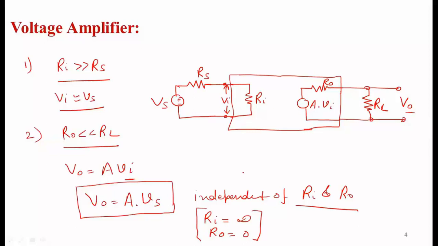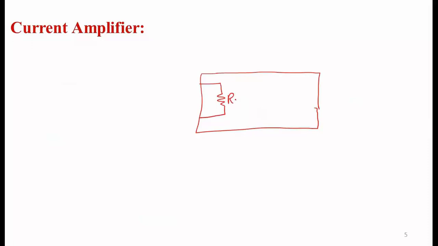Similarly for the current amplifier, let's draw its circuit. For the current amplifier, we have the two-port network. Again it has the input resistance, Ri, and in the output section, we draw the Norton equivalent circuit, that is R naught in parallel with the current source.